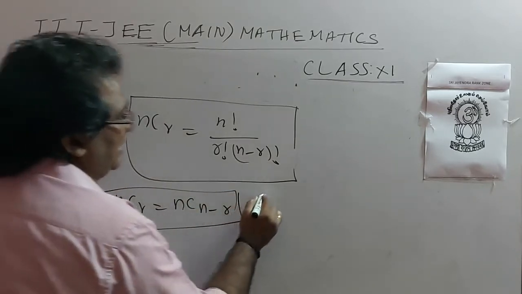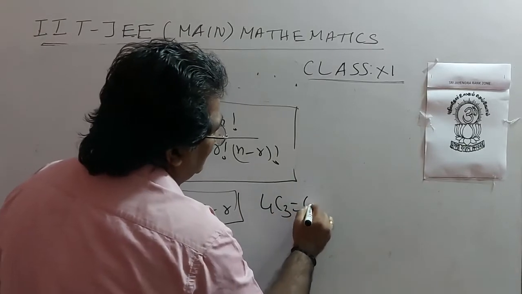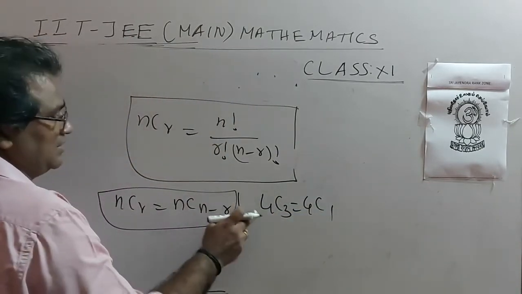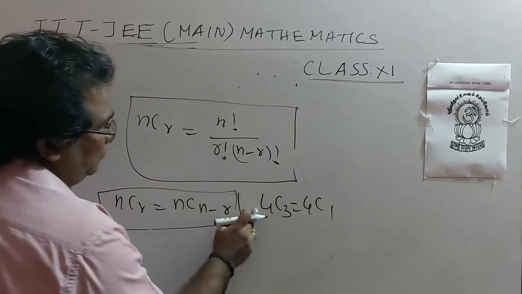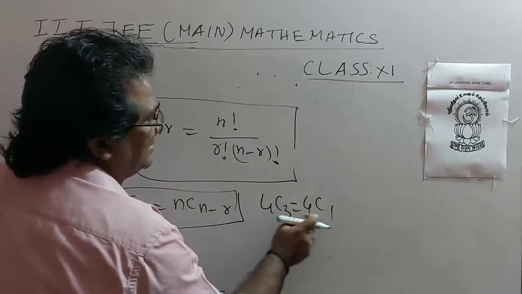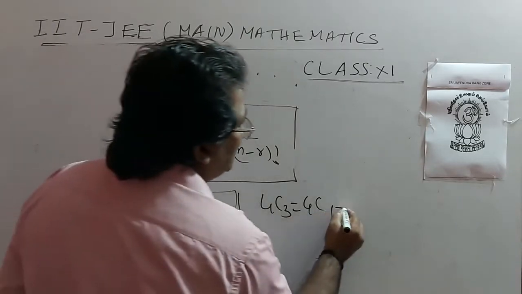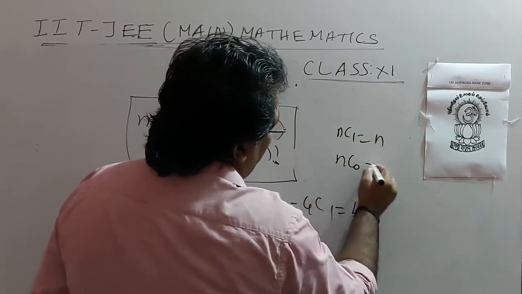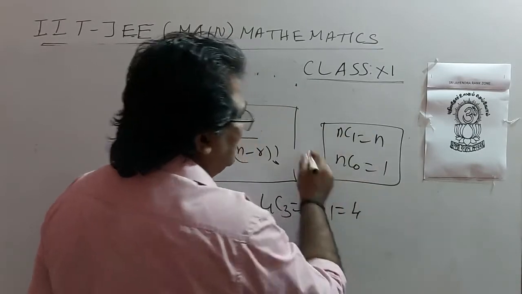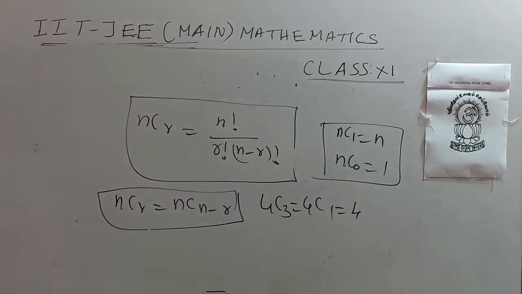In the previous sum, I wrote 4C3 equal to 4C1. Using this, nCr means nC(n minus r). 4C3 means 4C(4 minus 3), that is 4C1, equal to 4. The formulas are nC1 equal to n and nC0 equal to 1. Remember these results when solving sums.